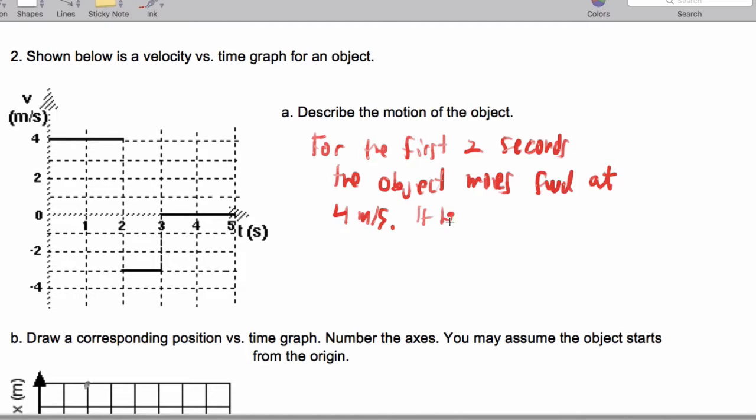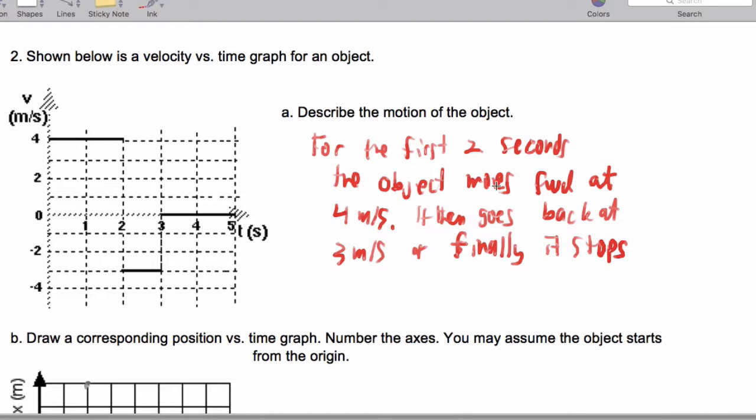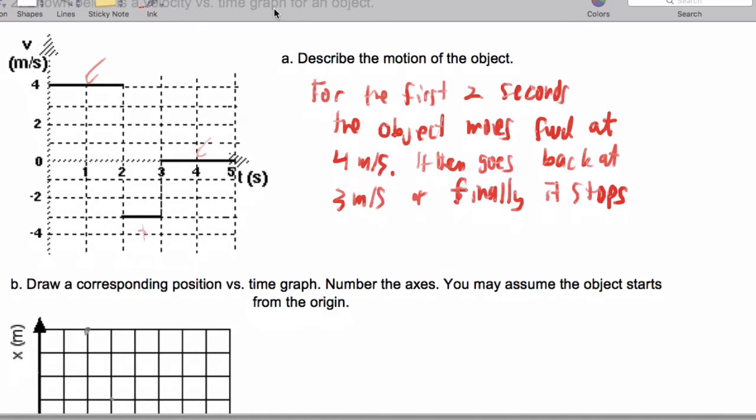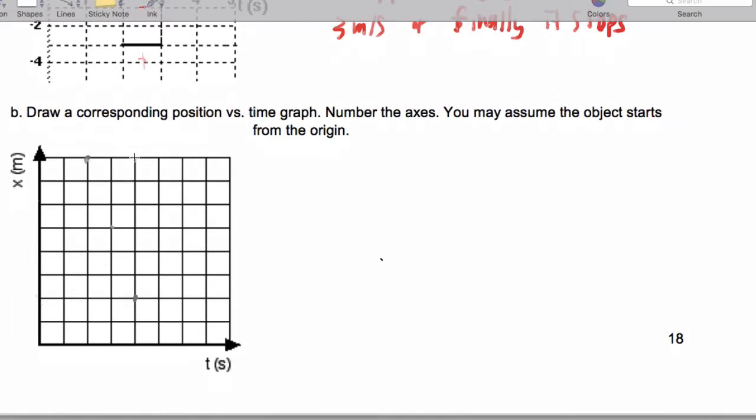It then goes back at 3 meters per second. And finally, it stops. So here we are going 4 meters per second forward, 3 meters per second backwards, and then we stop. So let's actually plot what that looks like on a position graph.